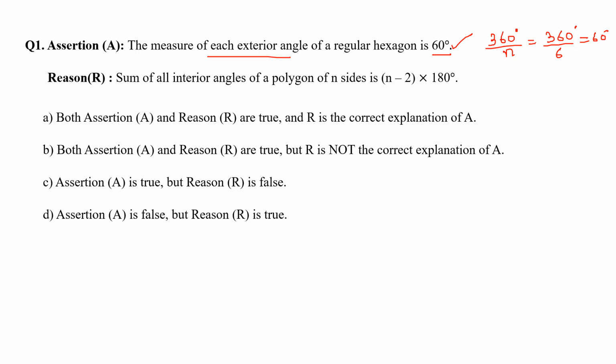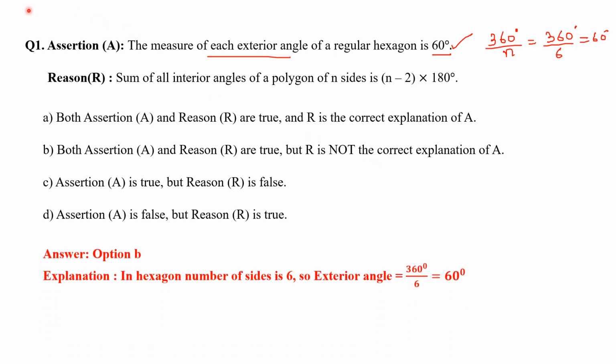This statement is correct. Now the reason is given. Sum of all interior angle of a polygon of n side is (n minus 2) into 180 degree. So yes, if you have to find the sum of all interior angle, this is the formula, isn't it? So reason is also correct. So assertion is true, reason is true. But in the assertion, if you see, it is talking about exterior angle, but in the reason it is talking about interior angles, right? So from here, I can say that the correct option will be option B, because assertion and reason both are true, but reason is not the correct explanation.